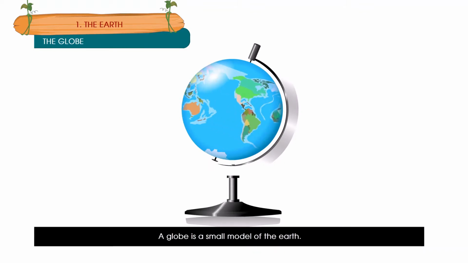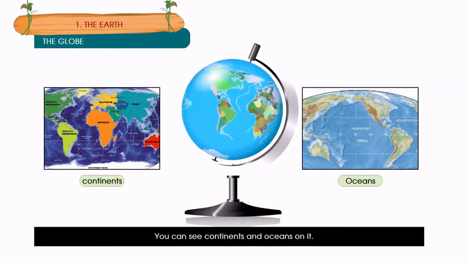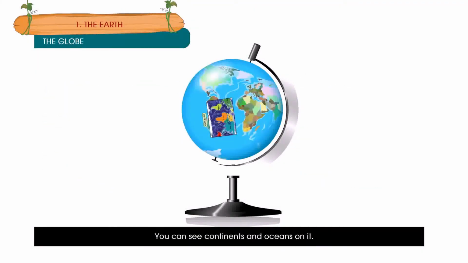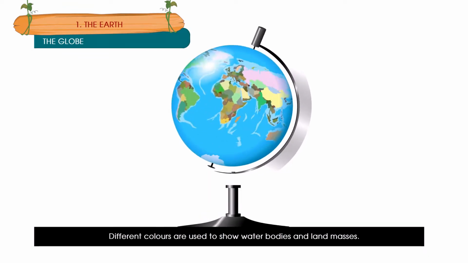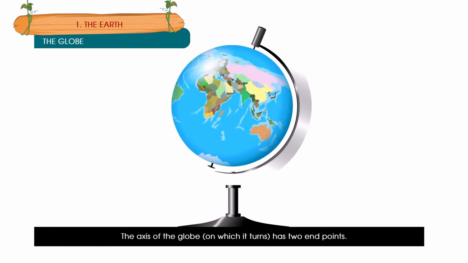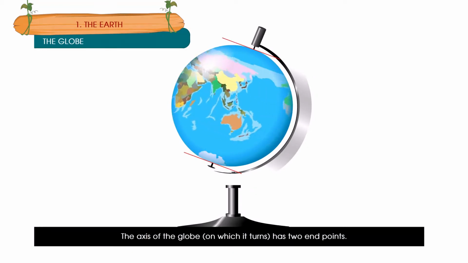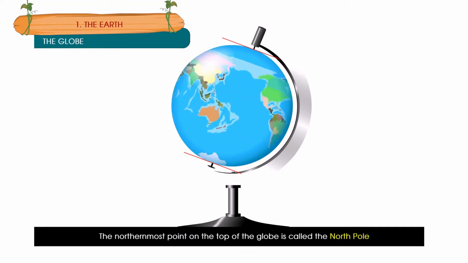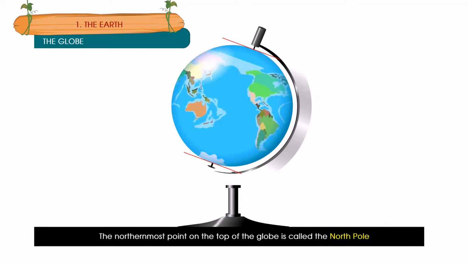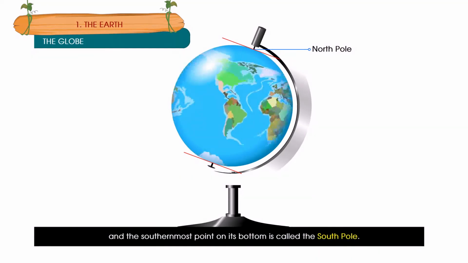The globe. A globe is a small model of the Earth. You can see continents and oceans on it. Different colors are used to show water bodies and land masses. The axis of the globe on which it turns has 2 endpoints. We call these points the poles. The northernmost point on the top of the globe is called the North Pole, and the southernmost point on its bottom is called the South Pole.